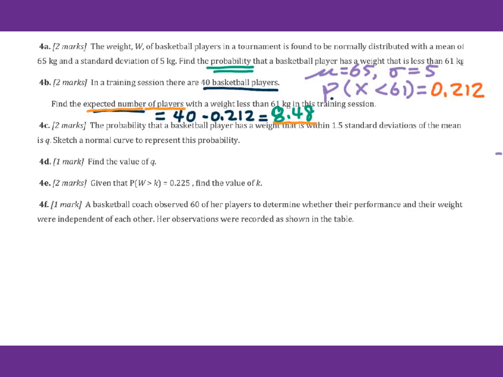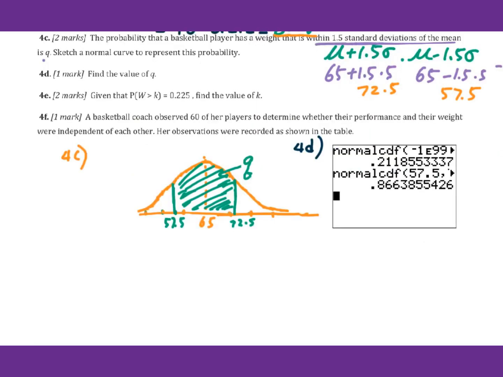For 4c, the probability that a basketball player has a weight within 1.5 standard deviations of the mean is Q. Sketch a normal curve to represent this probability. This is mu plus 1.5 standard deviations, or mu minus 1.5 standard deviations. Then we plug in mu equals 65 plus 1.5 times 5, that's 72.5. 65 minus 1.5 times 5, you get 57.5.